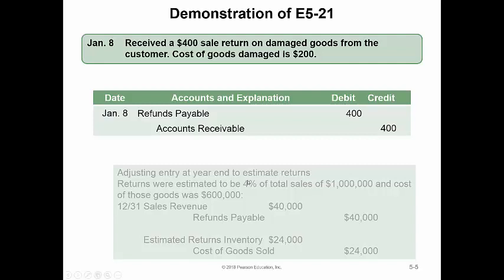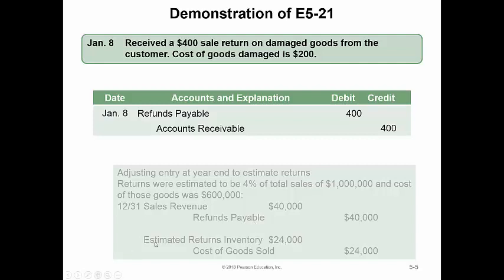So let's say we have done the adjusting entry on year end, the year prior, December 31st. And let's just say, we're just making up these numbers and pretending that we estimated returns to be 4% of total sales, and total sales were $1 million, and those goods cost us $600,000. So what we're going to do in that year-end adjusting entry is debit sales revenue. That reduces our sales revenue account by the amount we expect to be returned, which is $40,000. That's 4% of $1 million. And we're going to set up this liability account called refunds payable. And these are the refunds that we expect to have to process for our customers.